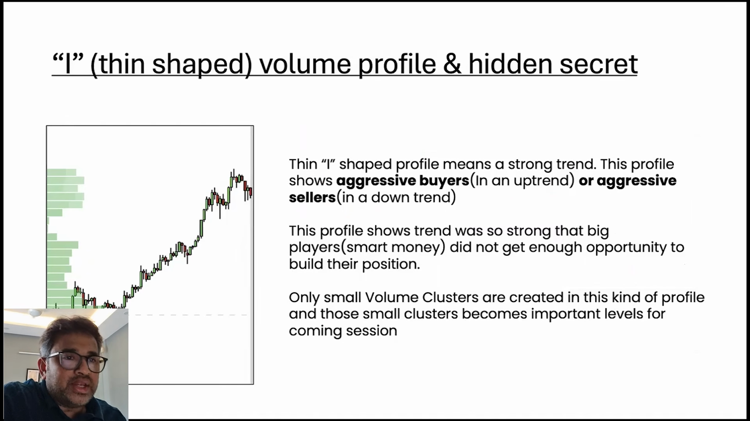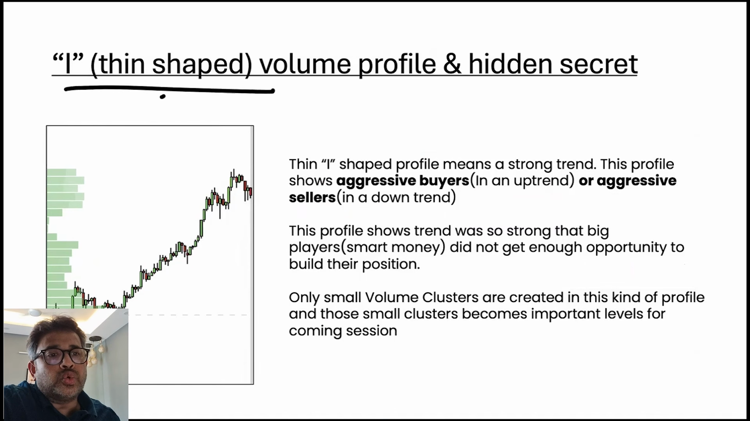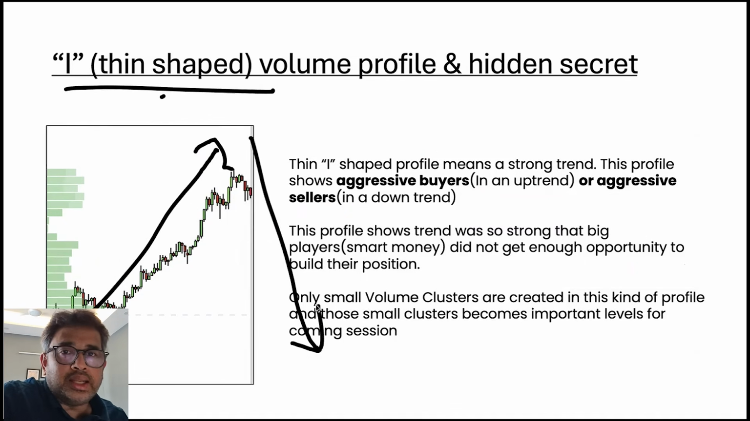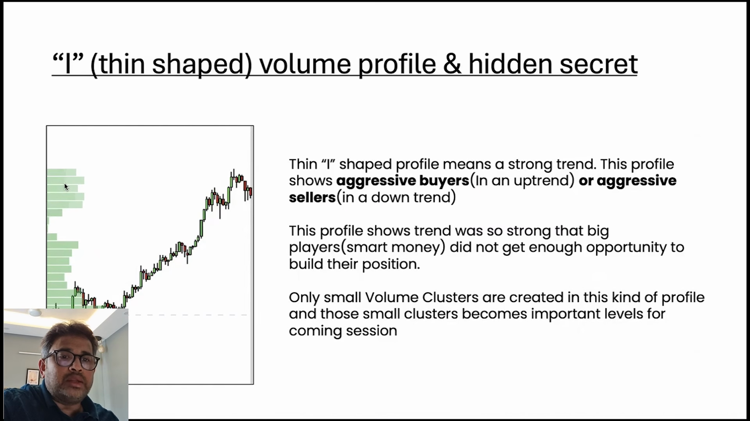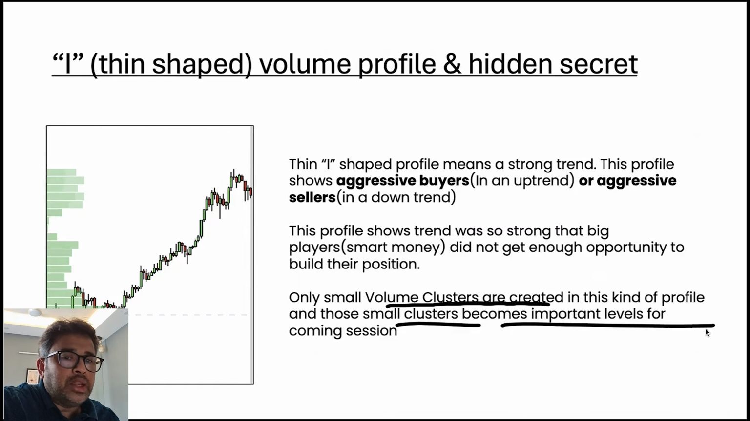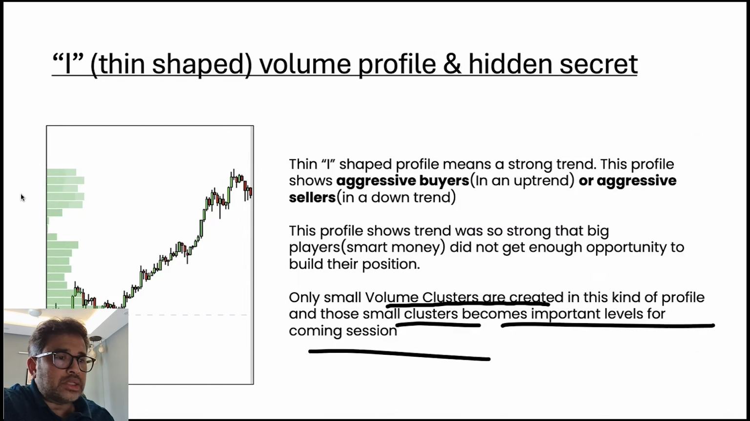And finally, we are coming to the I or thin-shaped volume profile and its hidden secret. You will see it very rarely, not regularly, because it will happen only when there is a huge trend in the market. Either it is trading upside or downside without any consolidation. Then you will see this I shape. Why is it called I? That means volume will not be anywhere. You will see uniform volume nodes, but you will see some volume clusters created in this kind of profile, and those small clusters become important levels for the coming session.